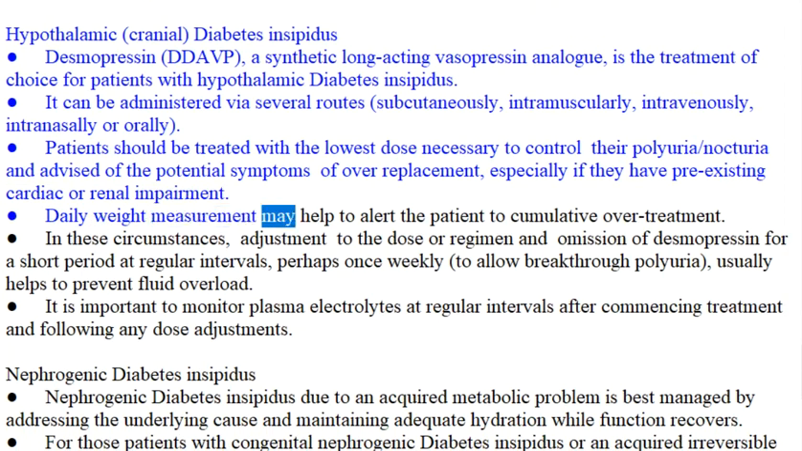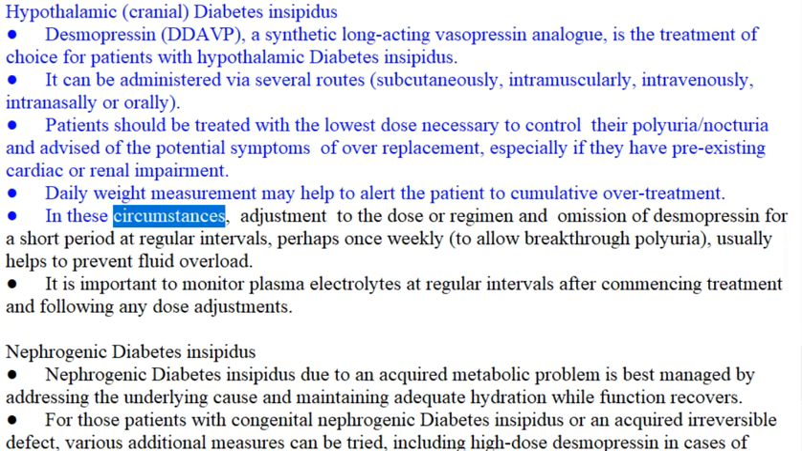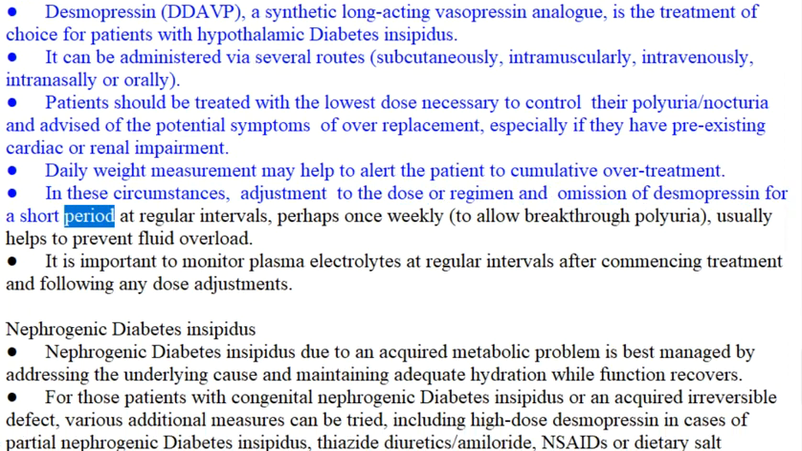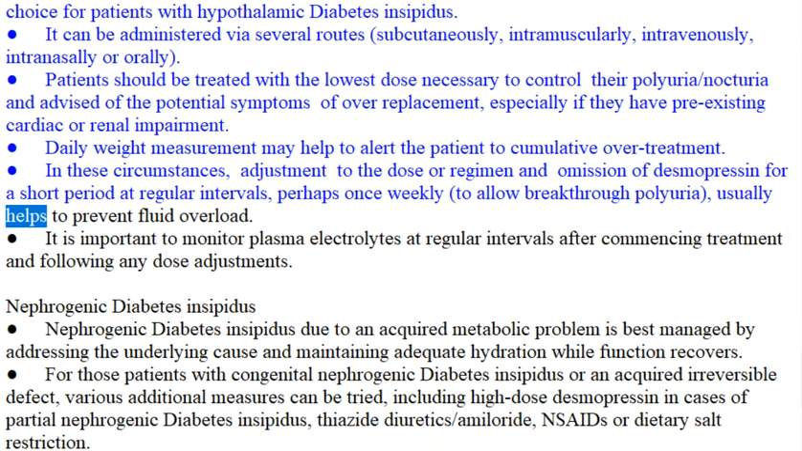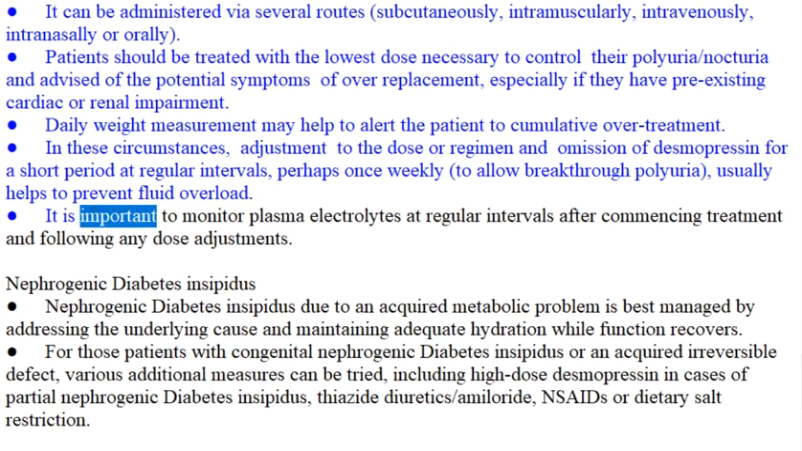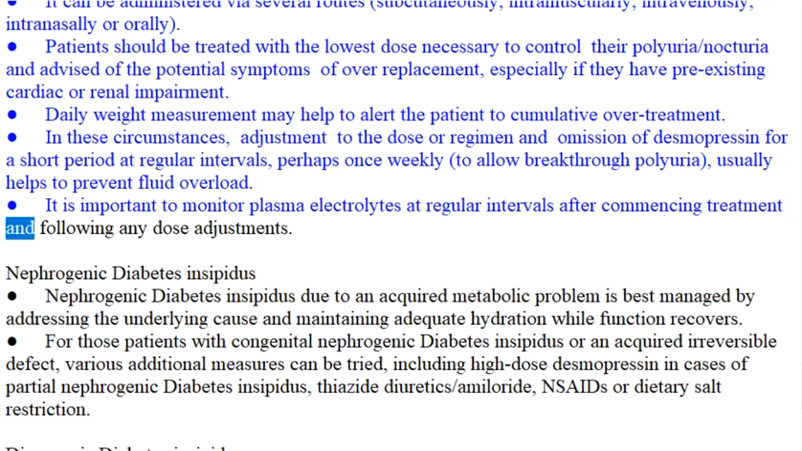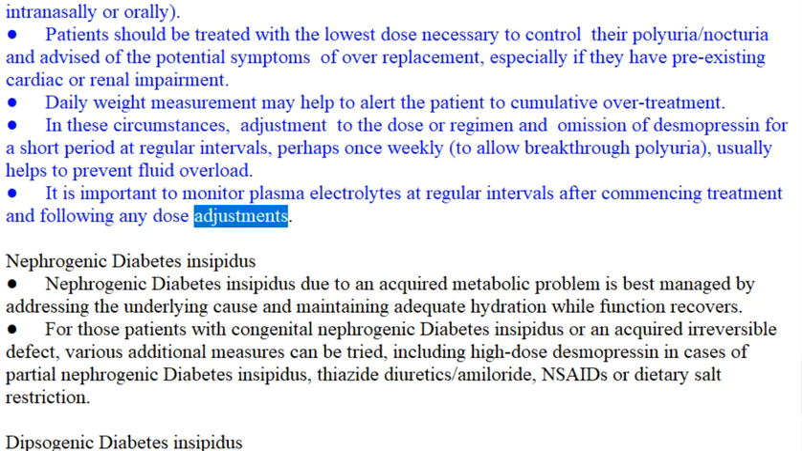Daily weight measurement may help to alert the patient to cumulative overtreatment. In these circumstances, adjustment to the dose or regimen and omission of desmopressin for a short period at regular intervals, perhaps once weekly, to allow breakthrough polyuria, usually helps to prevent fluid overload. It is important to monitor plasma electrolytes at regular intervals after commencing treatment and following any dose adjustments.